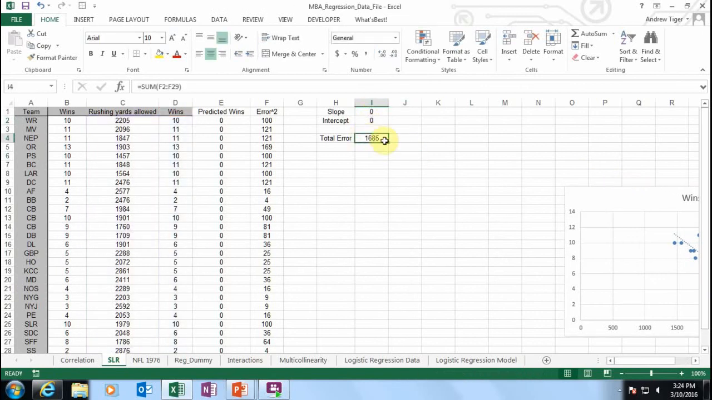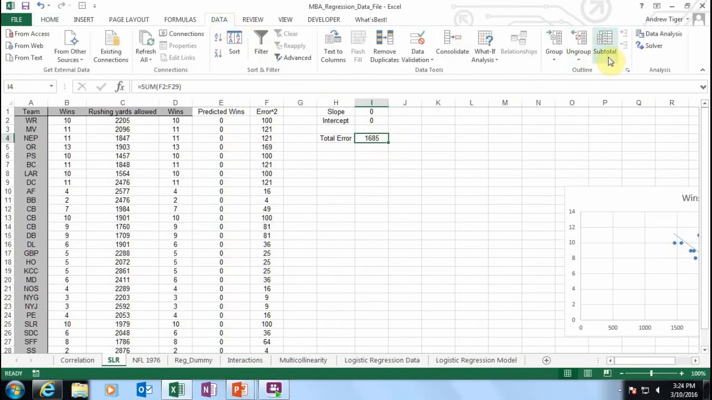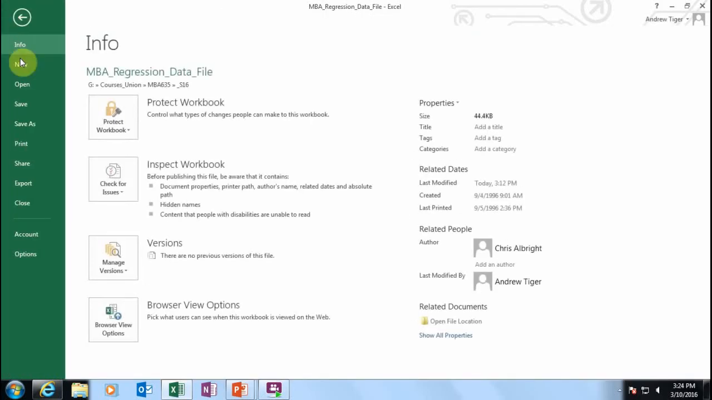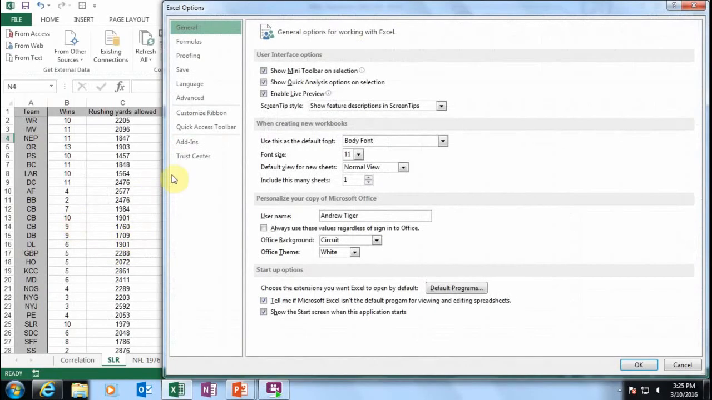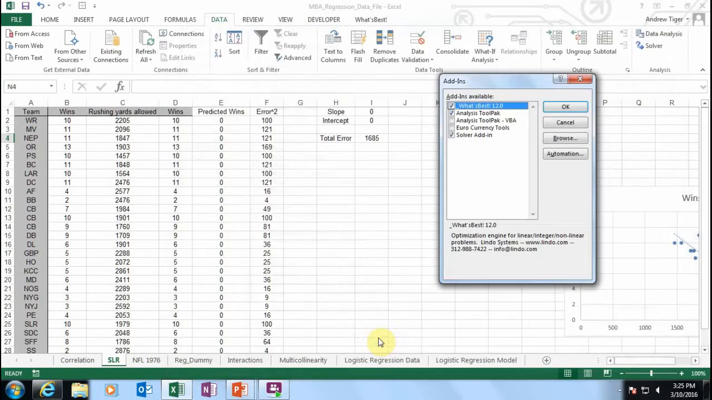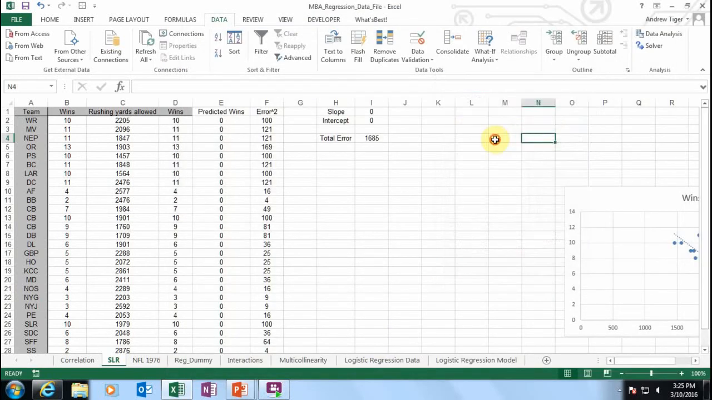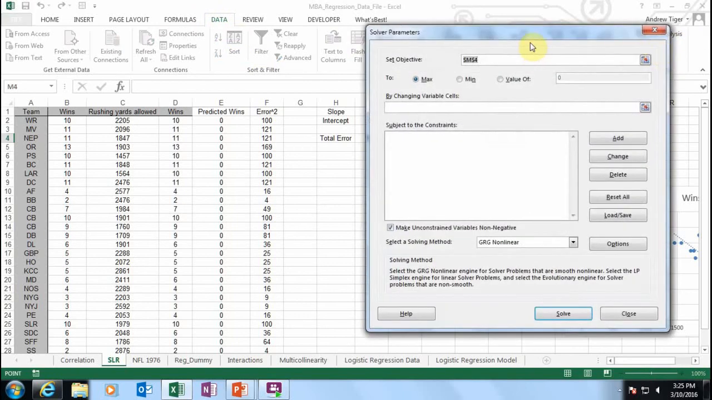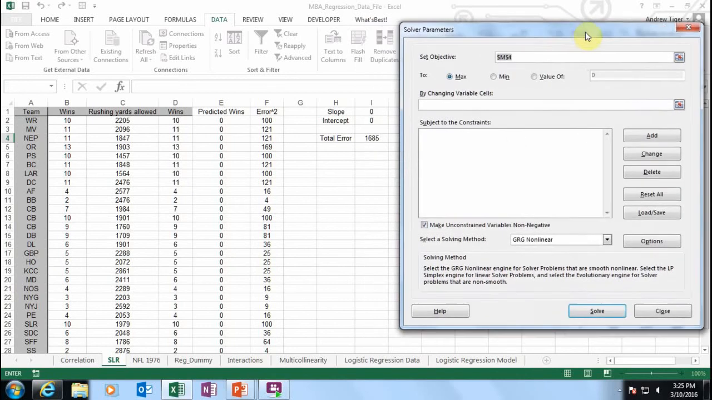Well, how I want to do that is use something called Solver. So Solver, if you have Excel, Windows-based, you go under Options, Add-ins, Go, and you want to have the Solver add-in. And when you have the Solver add-in, under the Data tab, you have Solver. So I'm going to click on it, and a form pops up.